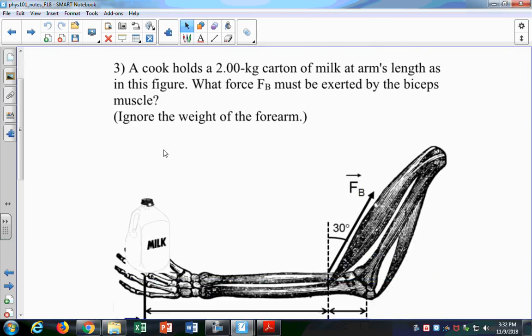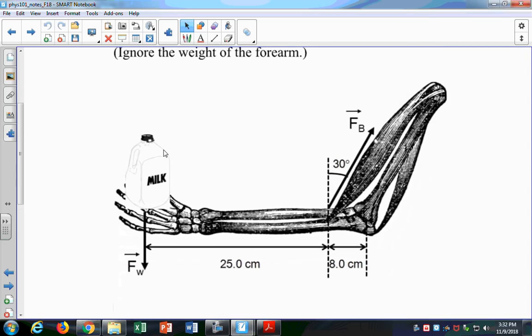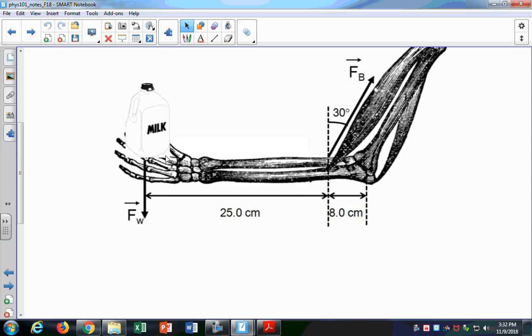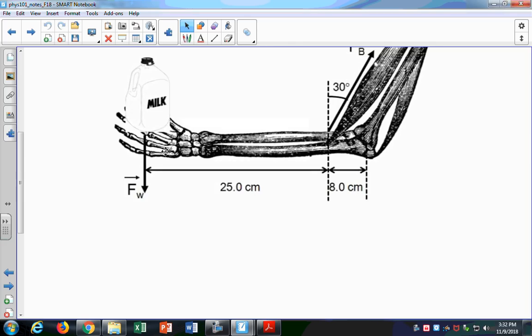Let's look at this one. So here I have a person's arm, and I want to know what force must be exerted by the bicep in order to hold up this carton of milk. And I'm told that the milk is 2 kilograms. So that means that the weight of that milk carton is 20 newtons, right? 2 kilograms, 2 times g gives me 20 newtons.